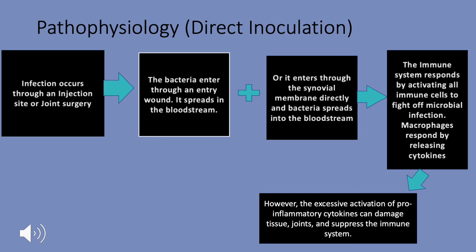The body responds by activating all immune cells to fight off microbial infections. Macrophages are released because they're very important in killing harmful organisms like bacteria and viruses, and in detecting those bacteria and viruses. Also, macrophages release cytokines, which are, like I said in the last slide, pro-inflammatory responses to infections. However, like in the last slide, the excessive activation of pro-inflammatory cytokines can damage tissue and joints, and also suppress the immune system.